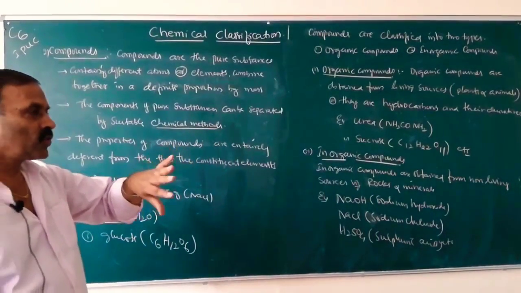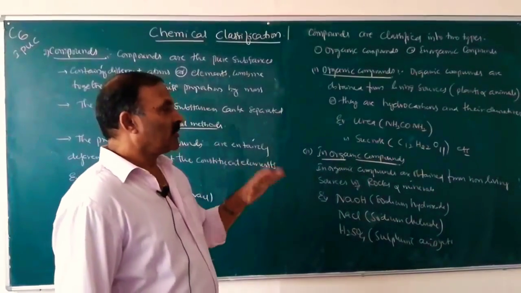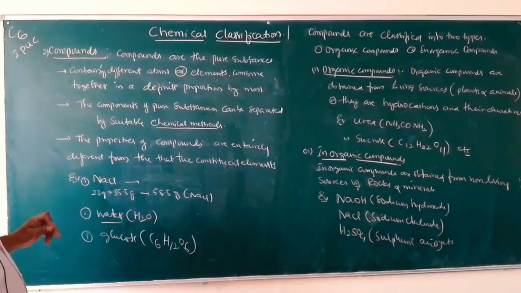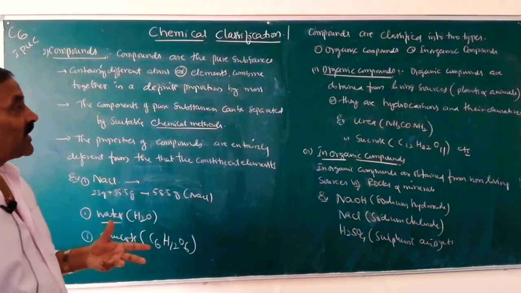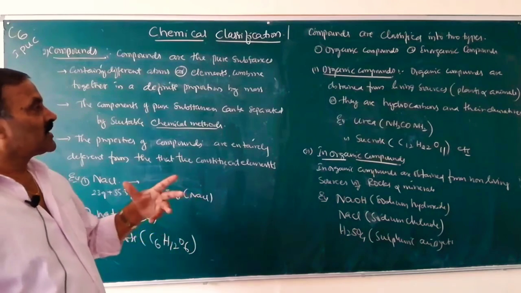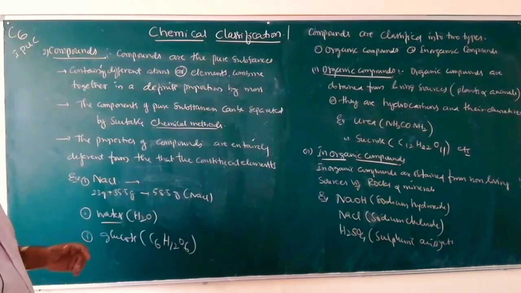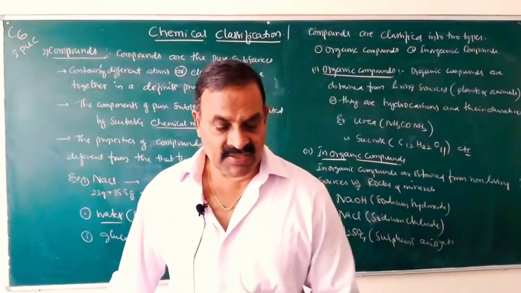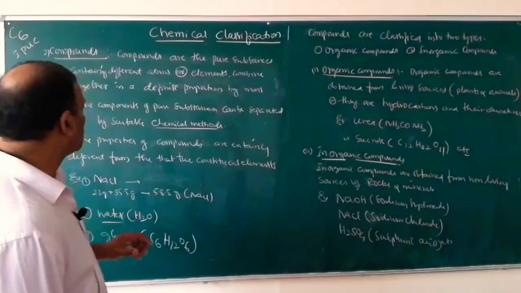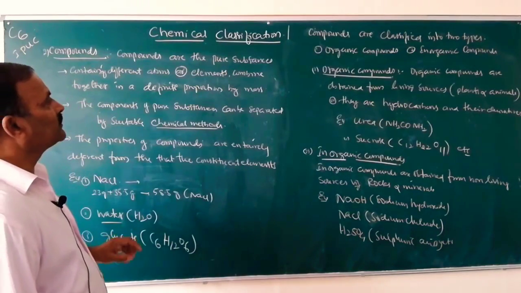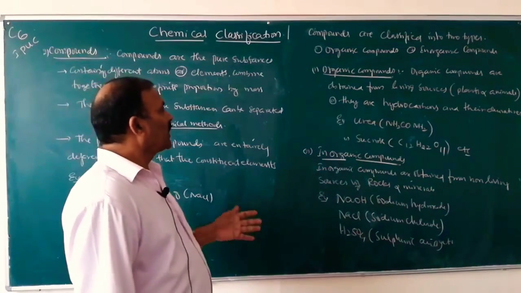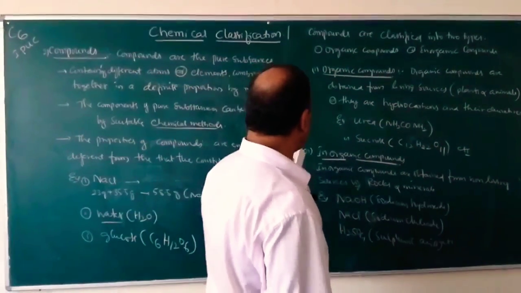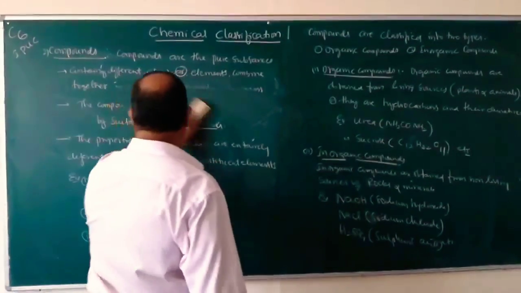Pure substances are classified into two types: number 1, elements and compounds. Elements are again classified into three types: metals, non-metals and metalloids. And then compounds, which are pure substances containing only one type of substance, are classified into two types: organic compounds and inorganic compounds. I told you what organic compounds are. Organic compounds are from living sources. Inorganic compounds are from non-living sources, etc.